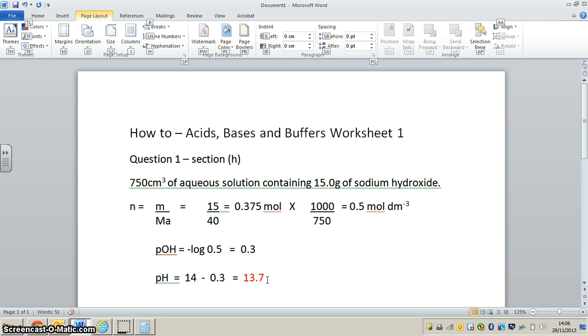So the answer to the question above is: 750 centimetres cubed of aqueous solution containing 15 grams of sodium hydroxide has a pH of 13.7. And that's it. Hope that is beneficial to you and gives you one method, or my method, of working out the answer to this question.